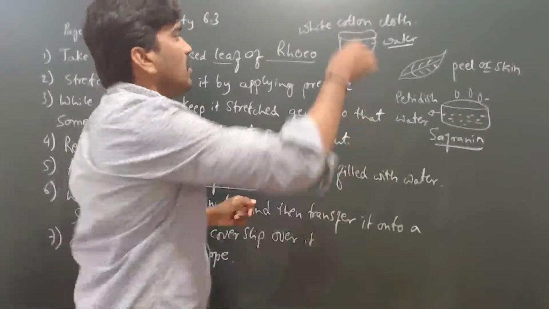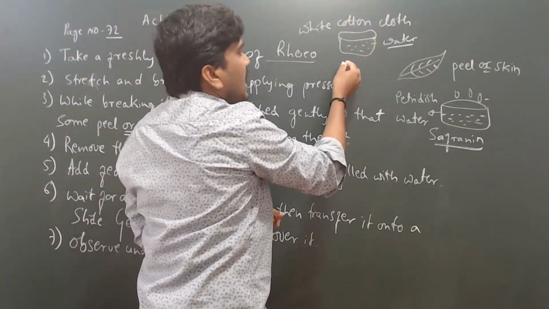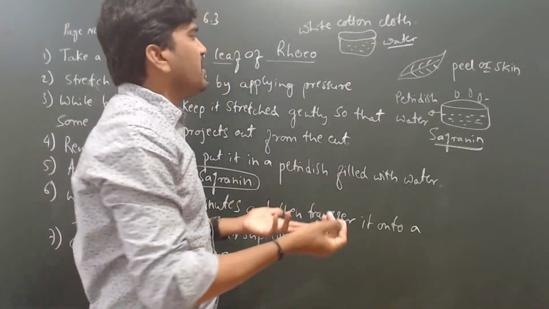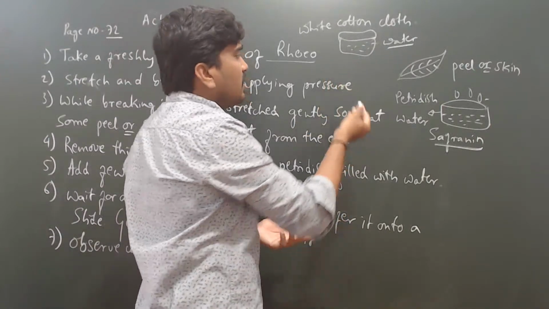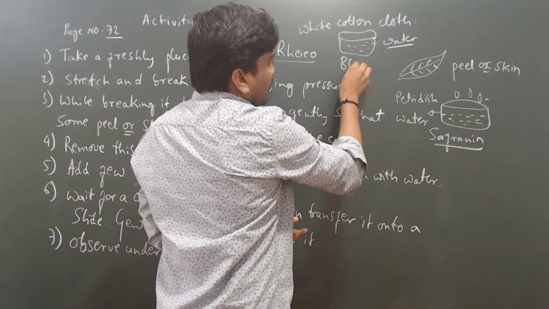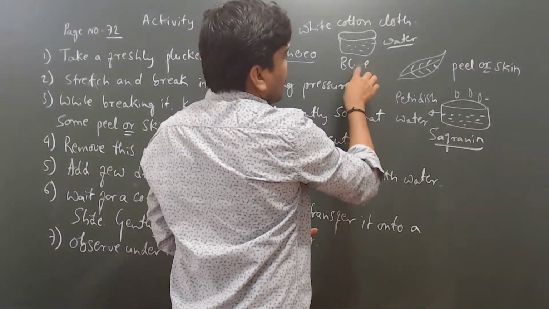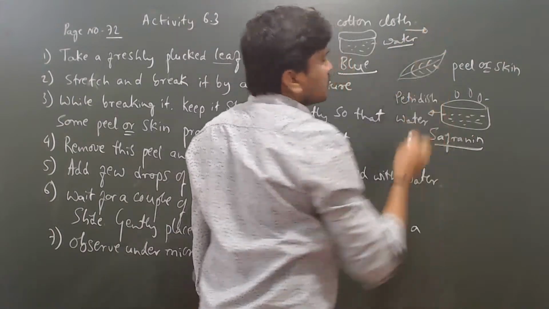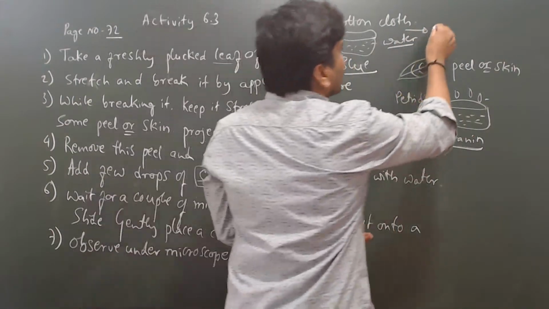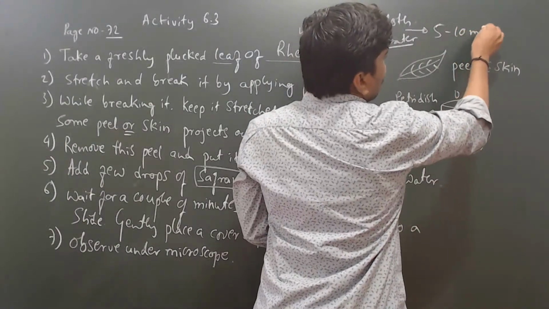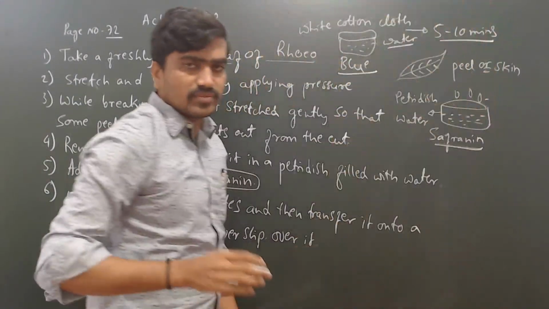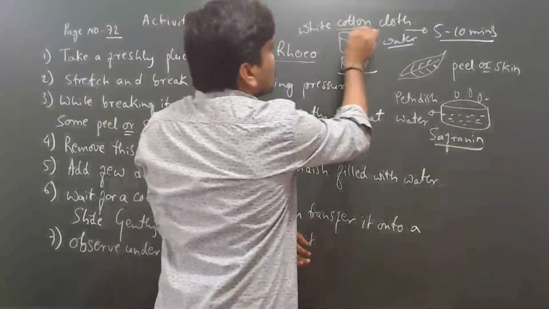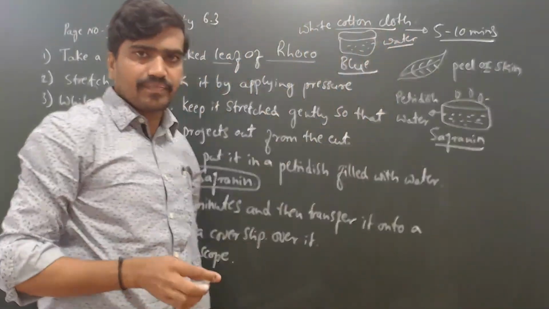Then after keeping it, we add a few drops of color. It may be any color. Here we are adding blue color, and we keep it for a minimum of a couple of minutes, that means 5 to 10 minutes. After 5 to 10 minutes, remove this cotton cloth from the jar.